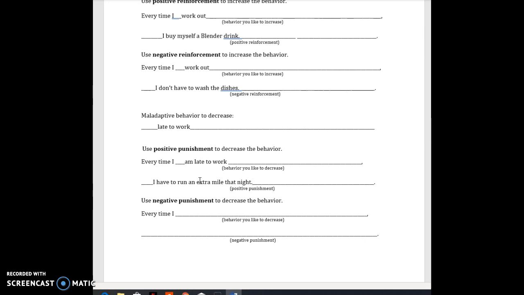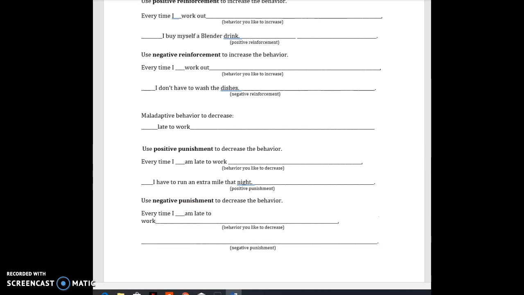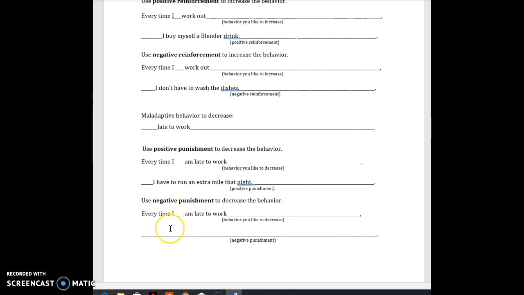In negative punishment, again, negative meaning to take away, you want to take away something you like in order to decrease the chances of you being late to work. So here we're going to say every time I am late to work, and we're going to take away something that you like in order to ensure that you're never late to work again. So every time I'm late to work, I cannot watch Netflix for 2 days.